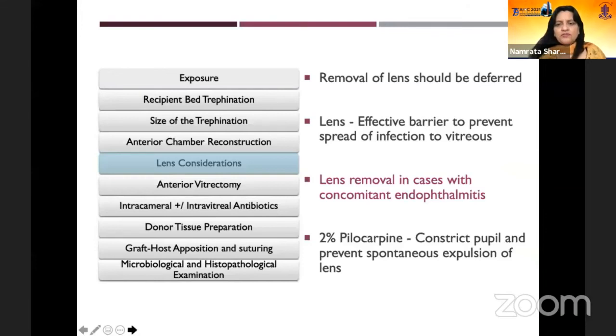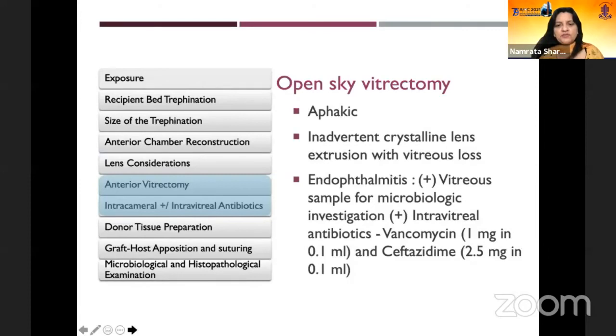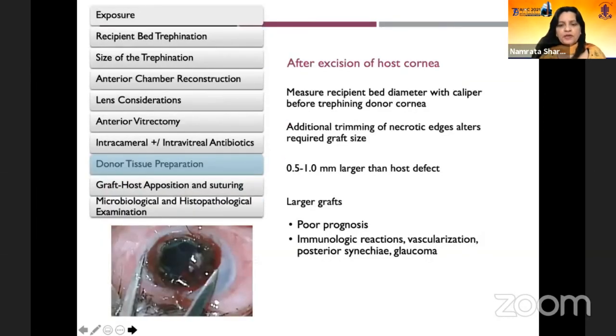Now, removal of the lens should always be deferred because the lens is an effective barrier to prevent the spread of infection to the vitreous. Lens removal in cases with concomitant endophthalmitis may be done, but it is always best to constrict the pupil and prevent spontaneous expulsion of the lens. Open sky vitrectomy may be required in aphakic patients, or when the lens suddenly pops out because of raised intraocular pressure, and also when there is concomitant endophthalmitis, when intravitreal antibiotics are given.